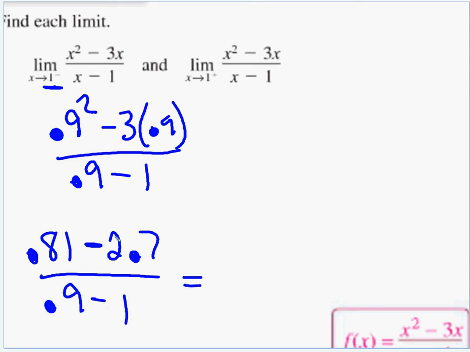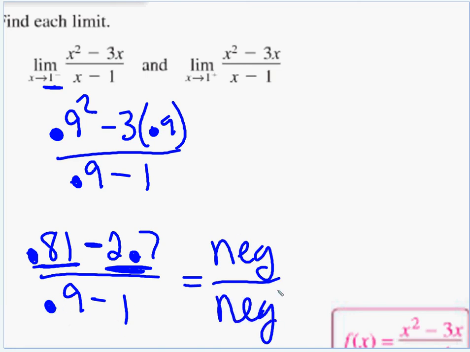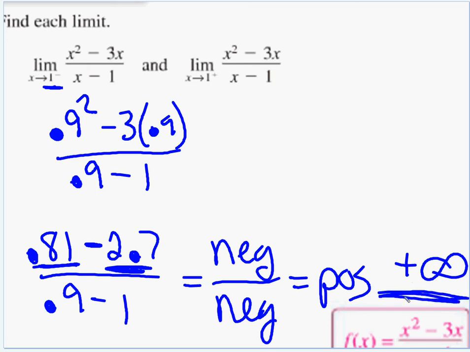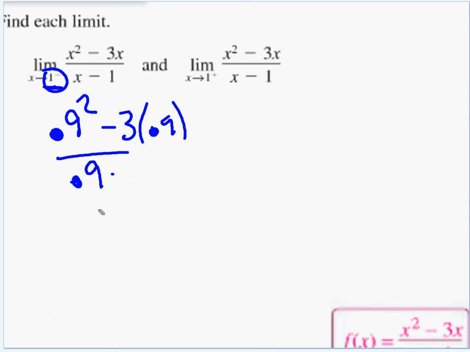We're not really worried about what the number is, just the sign. If you have 0.81 and you minus 2.7, your numerator's negative. Downstairs, 0.9 minus 1 is also negative. Negative divided by negative is positive. So this limit does not exist, and we're heading to positive infinity. We're approaching again just from this one side. If we check the other side, it might be something different, and that's what we're going to do in the next part. So again, coming in from the left, in this case, positive infinity.